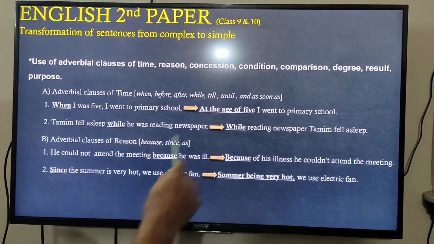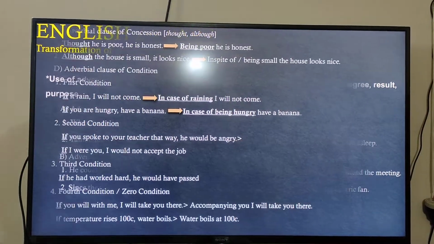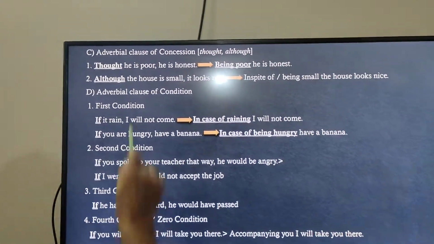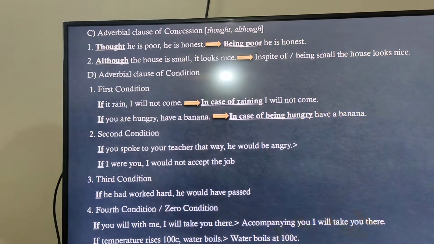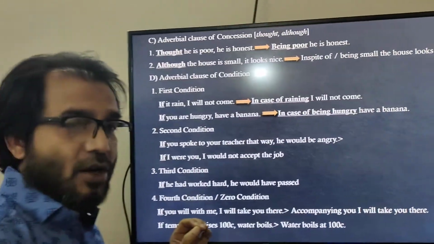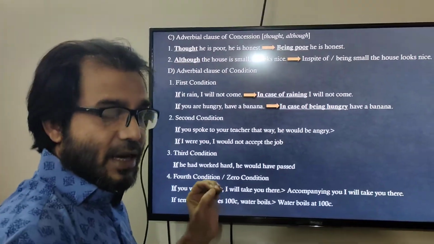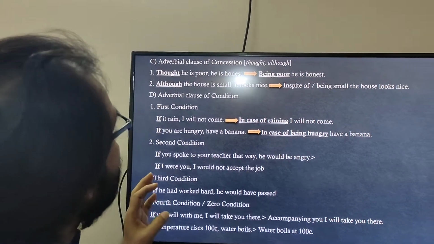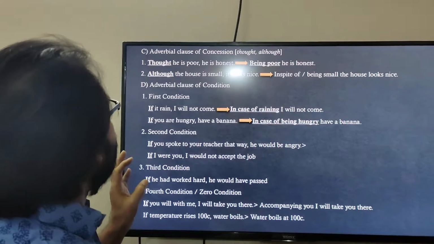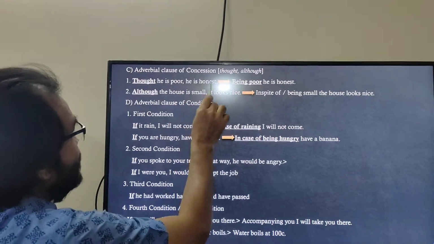Let us see the next segment. Next segment, adverbial clause of concession. In concession, we justify something, or we express why something happened, or we discuss the cause of something. For example, though he is poor, he is honest.